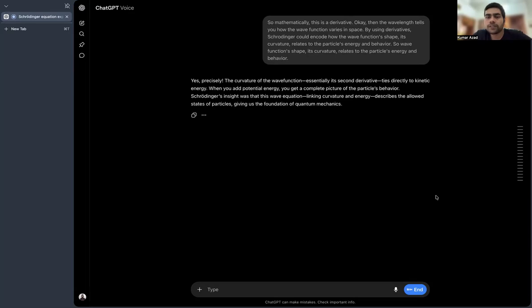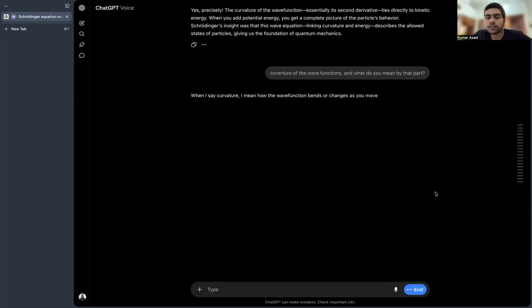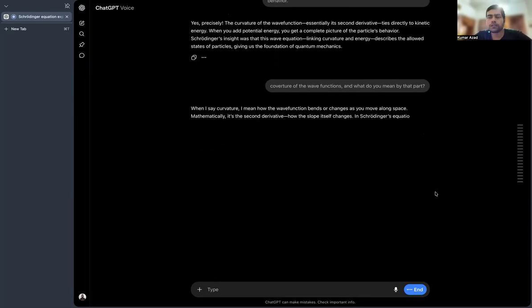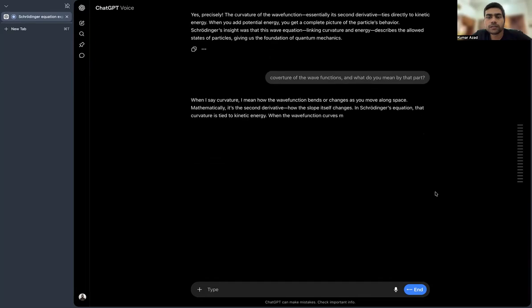The curvature of the wave function, what do you mean by that part? When I say curvature, I mean how the wave function bends or changes as you move along space. Mathematically, it's the second derivative, how the slope itself changes. In Schrödinger's equation, that curvature is tied to kinetic energy. When the wave function curves more, it corresponds to a higher kinetic energy. So, in essence, the curvature reflects how the wave wiggles and what energy states are possible.